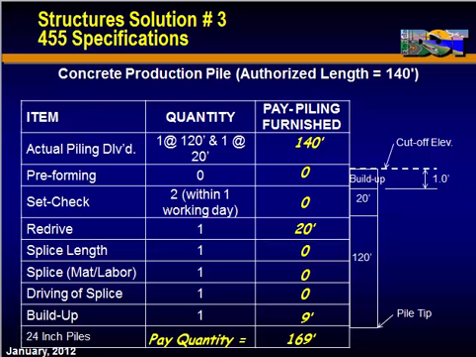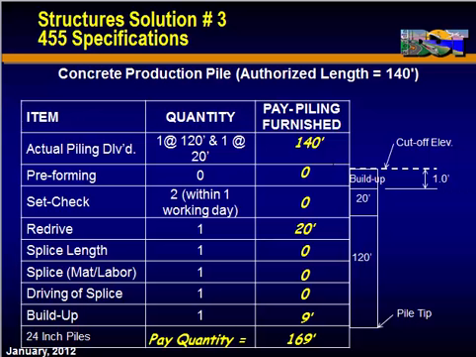We had 2 set checks within 1 day, so the first 2 are free. Nothing for that. Redrive. We had a redrive in there, 1, and we're going to pay him 20 feet for that. The splice length, there's no payment for it because the authorized length was 140, and the 120 and 20 together equals the 140. Splice labor, nothing because he should have brought in a 140 pile. Driving of the splice, nothing. And 1 build-up. Whenever we build up, he gets a straight 9 feet.